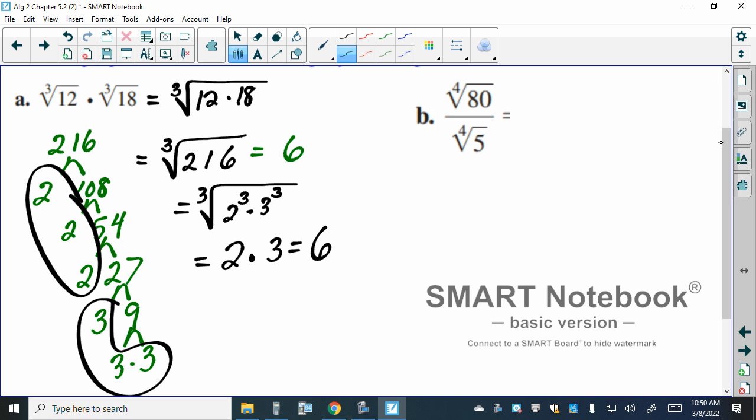Because if 80 didn't divide by 5 evenly, we're going to leave it as this here and try to see if we can simplify the radical out of the bottom of this fraction. But since these do divide evenly, we can use this division property to put them back together, to say that we have the fourth root of 80 divided by 5.